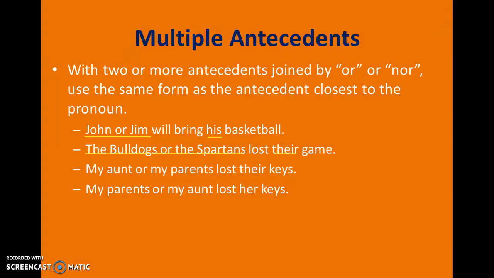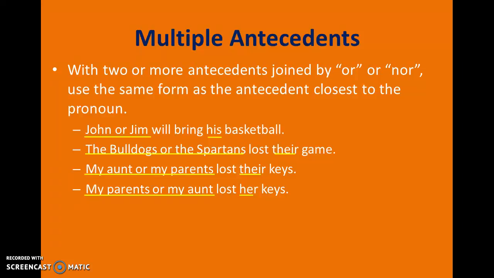Now in these last 2 sentences, you'll see that they're very similar, but the order affects which pronoun you choose. So in the third sentence, we have my aunt or my parents lost their keys. Now the 2 antecedents in this sentence are my aunt and my parents, and because parents, the plural antecedent, is closer to the pronoun, you would use a plural pronoun, which is their. On the other hand, if you were to say my parents or my aunt lost her keys, now that the singular antecedent of aunt is closer to the pronoun, you would use a singular pronoun, which would be her.